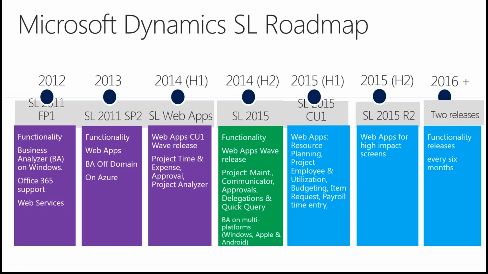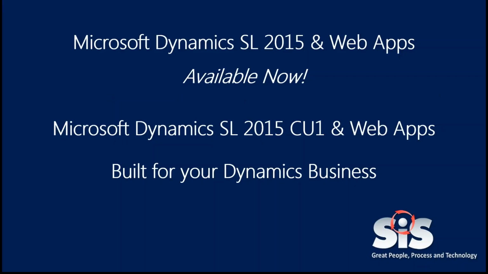So the plan going forward is to have functionality releases every 6 months. So each year they're going to have two. Next year they'll have 2 releases. This year they already had 2. So we have the CU1, which we just looked at, and then CU2 is coming near the end of the year. So they are available now, and we'd love to help you get them all set up.